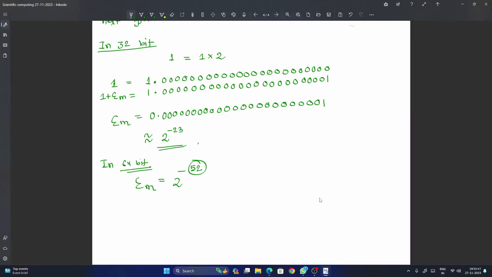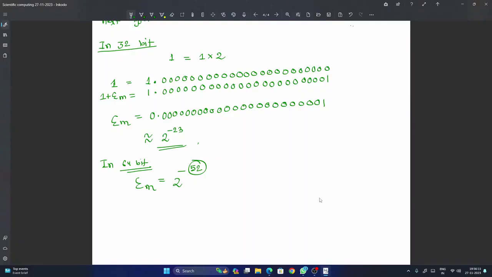That means it can save this type of number 0 0 0 0, total 51 zeros, and after that it will have 1. So that's why the machine epsilon in a 64-bit system is 2 to the power minus 52, and it is smaller than that. So this 64-bit machine can sense very small changes. If you take only an 8-bit machine, you have very low precision. If you take 32-bit or 64-bit machines, you have high precision values.